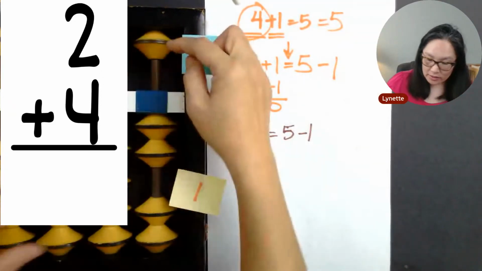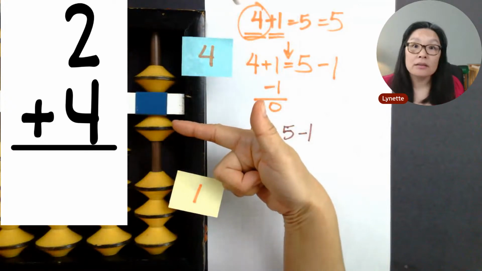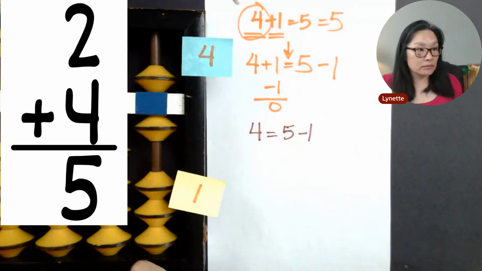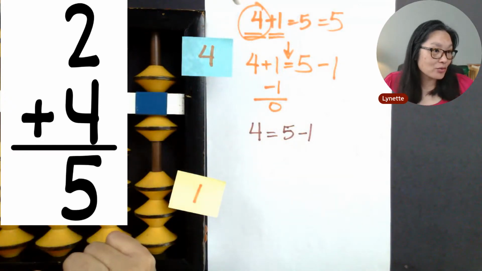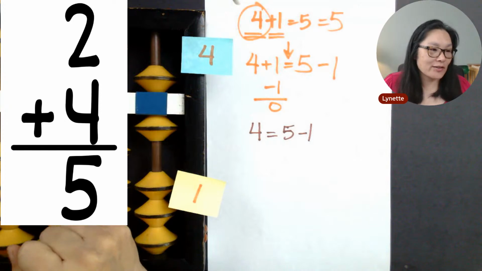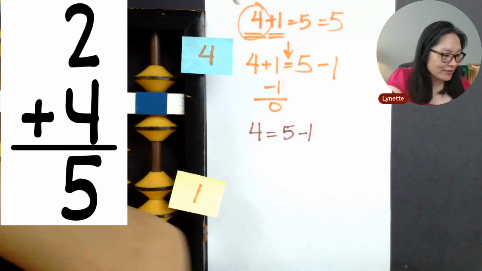And so what is our answer? Our answer is 6. Ooh, that's wrong. Our answer is not 5. Our answer is 6. I actually have to update that.